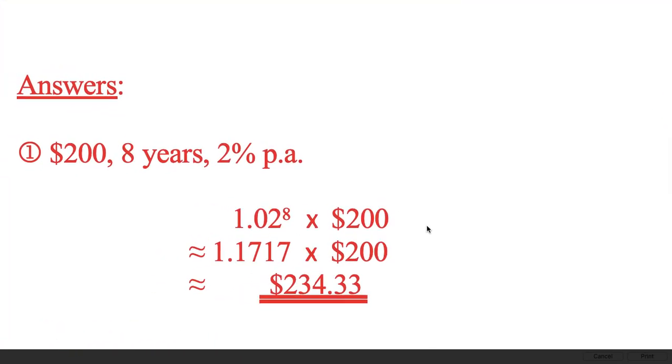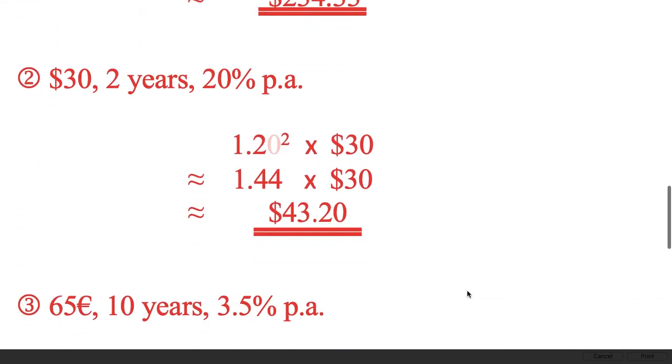So here's the answer to question 1. $200, 8 years, 2%, so 1.02 for the extra 2%, to the power of 8 for the 8 years, times the original 200 gives you $234.33.